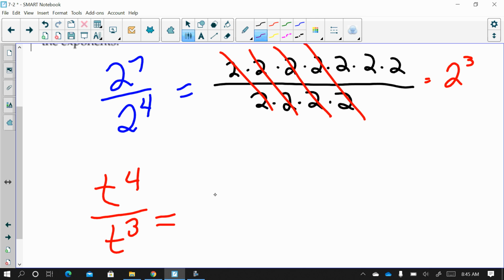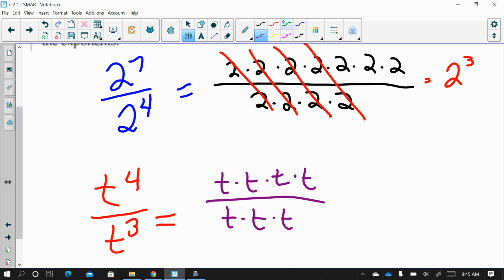Let's look at our next example. T to the 4th over t cubed. Well, t to the 4th is 4 of them, over t cubed is 3. Anything we can cross out? Those cancel, leaving me with just t.